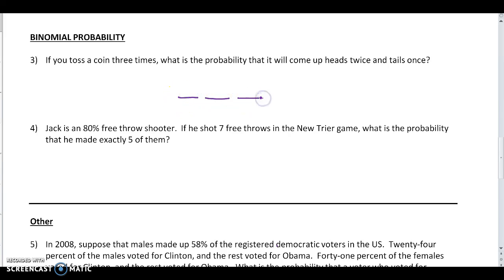So we have 3 different events or tosses. So we have toss 1, toss 2, and toss 3. Okay, so we're going to consider each one as a separate event and figure out what the probability of each one is. So what is the probability that it will come up heads twice and tails once? We're going to call this event heads, and this event tails. What's the probability that it'll come up heads here?